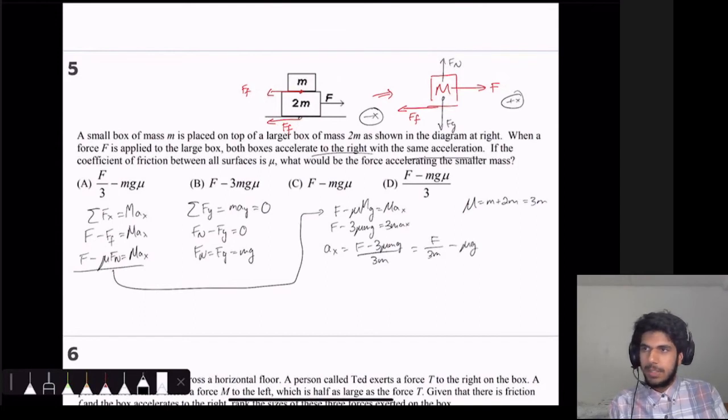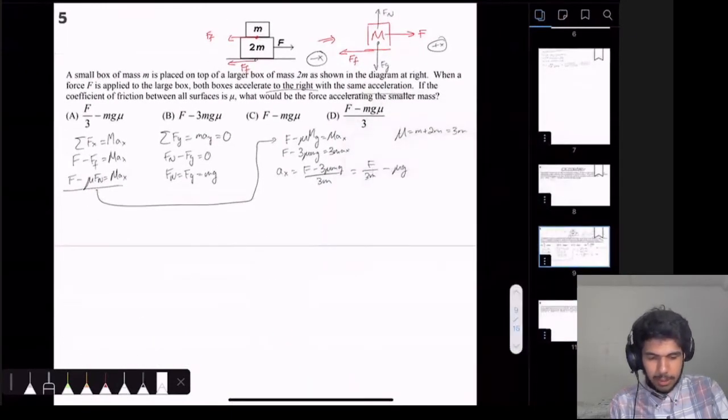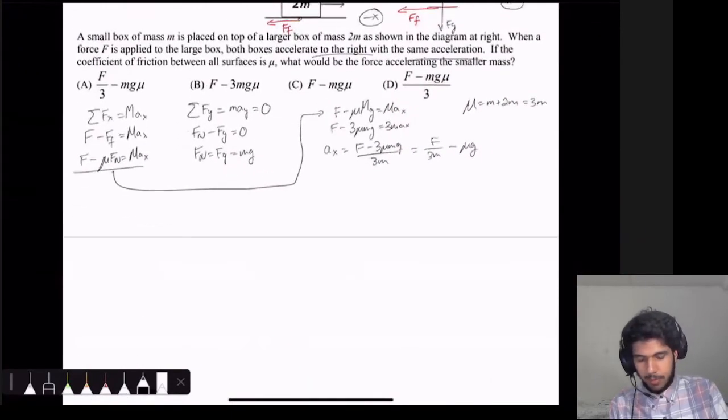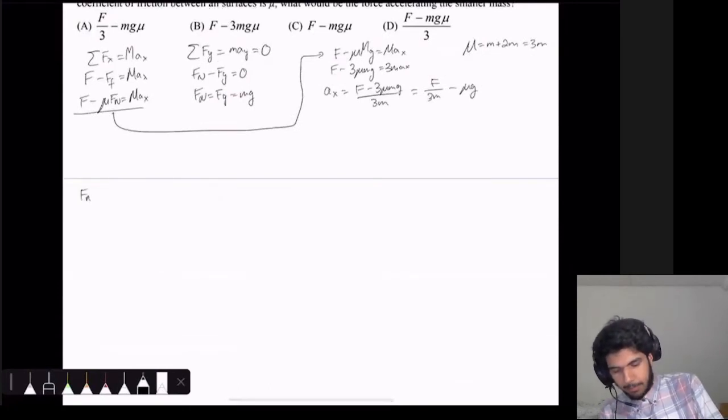Okay, so we've solved for the acceleration of the system, which is also the acceleration of each of the individual blocks because they stay on top of each other. So we're curious about the smaller mass and what is the force accelerating the smaller mass. So we want the net force on that object, the smaller mass, right? So we want F net on block m.